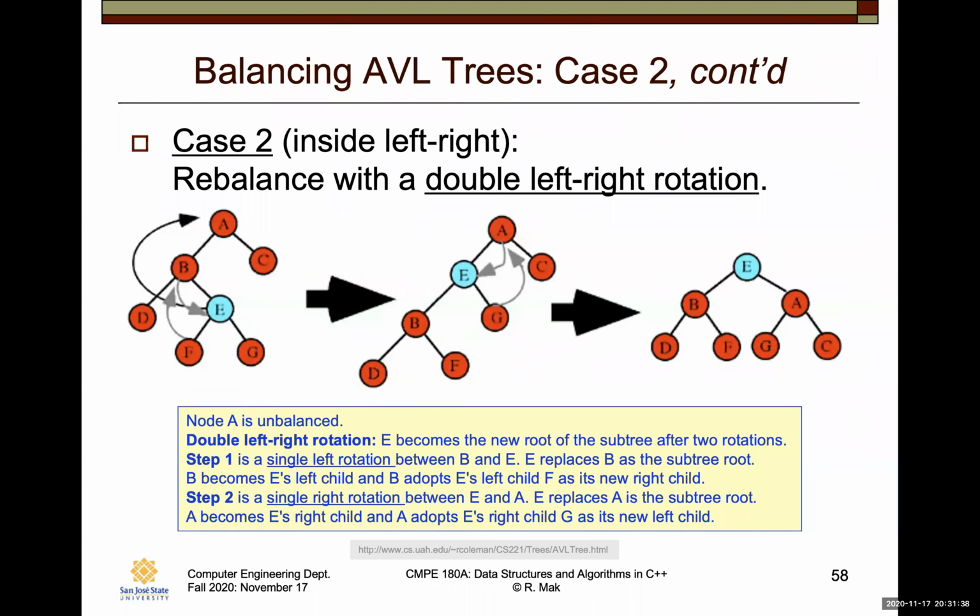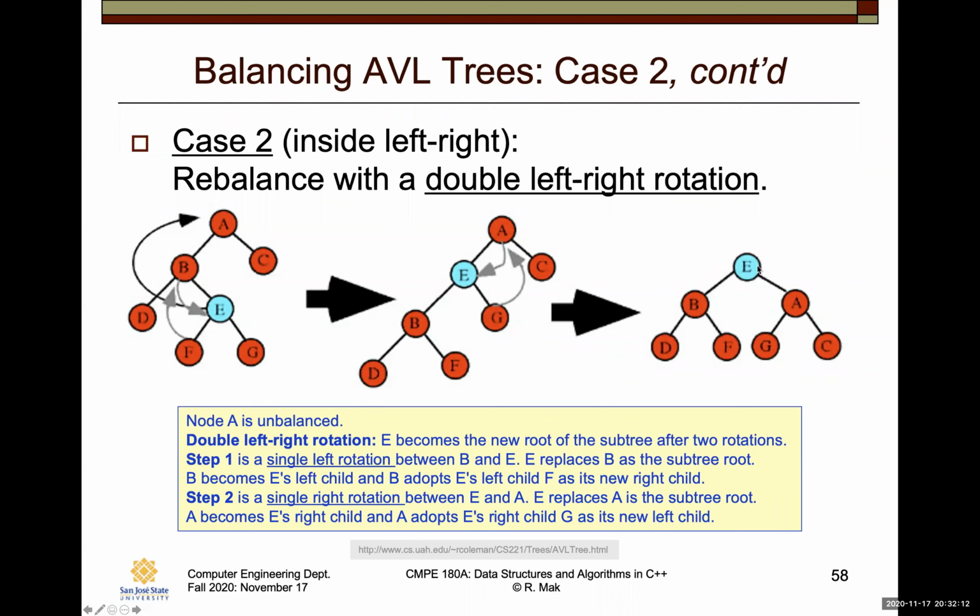All right, so you can see that the inside left-right has become unbalanced, because we had inserted something in here, and so that unbalanced the tree. And so we first do a left rotation around B. So then E ends up here, and then we do a right rotation around E, and then E ends up on top here, okay?